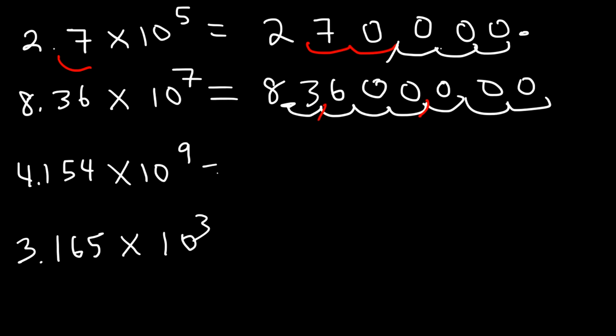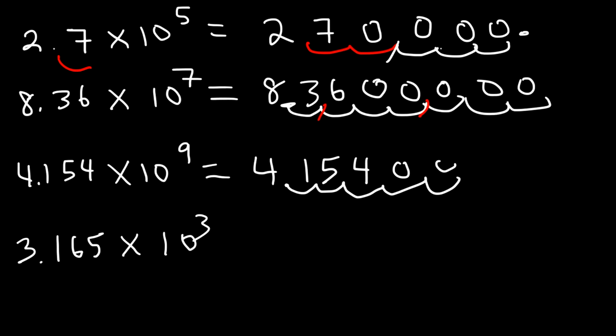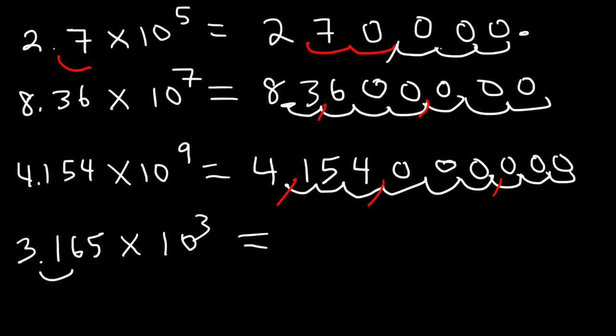Now for the next example, it's 10 to the 9. So here's the decimal. 1, 2, 3, 4, 5, 6, 7, 8, 9. So it's 4,154,000,000. Now the last example is straightforward. We just got to move it 3 units to the right. So it's going to be after the 5. So it's 3,165.